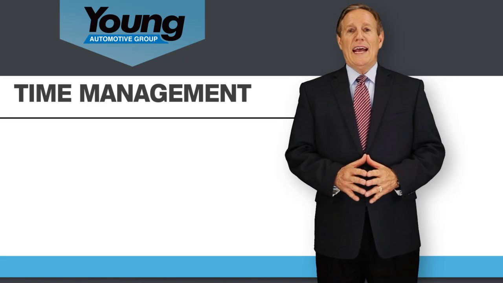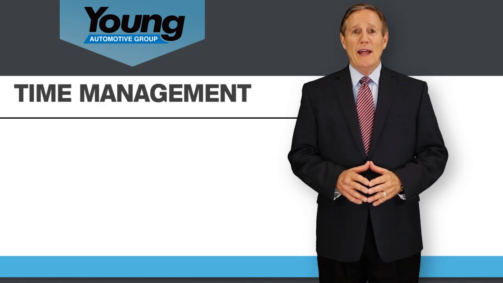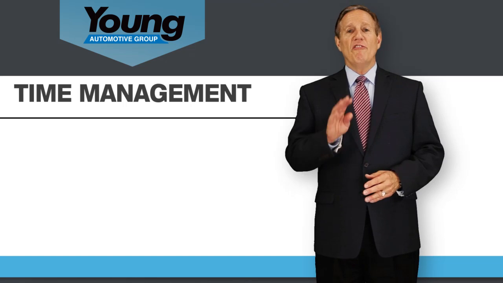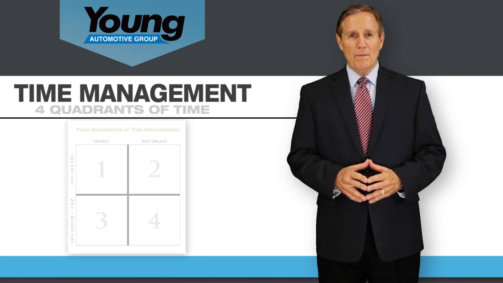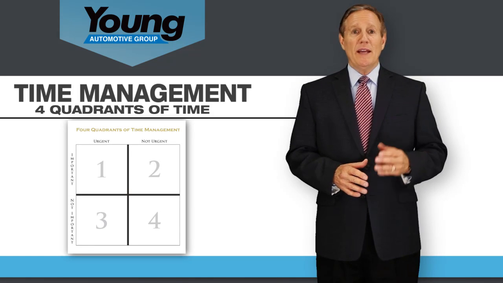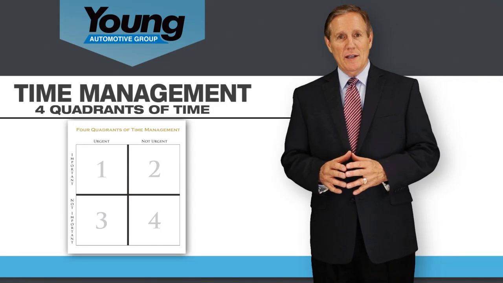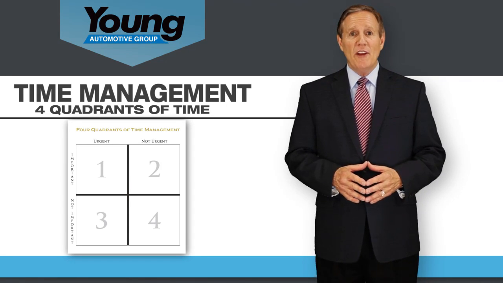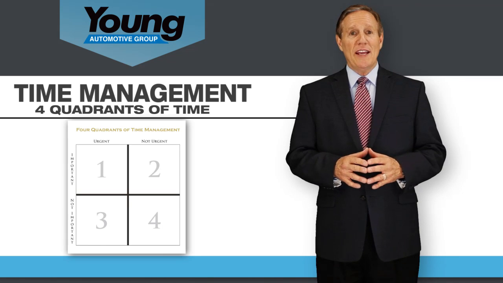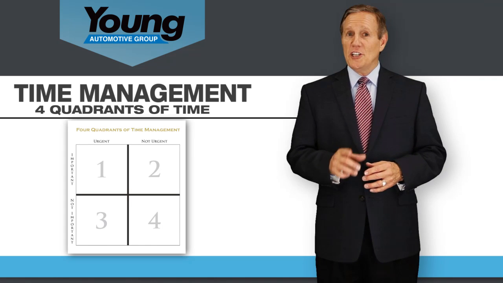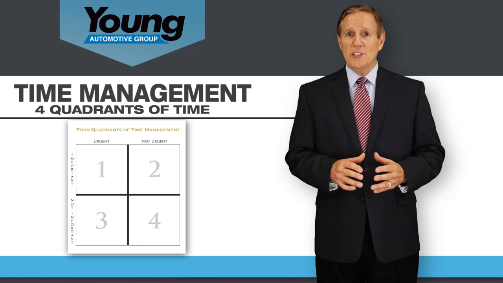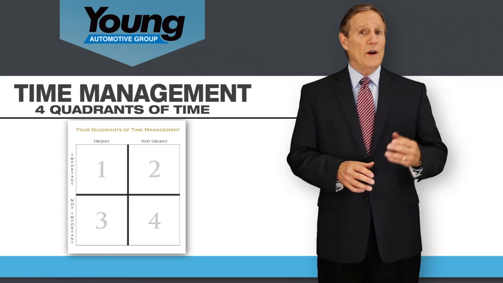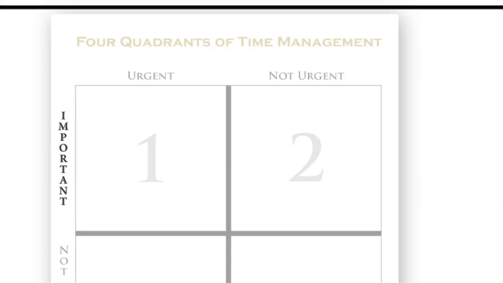Welcome back. As we continue our discussion on daily planning, I'm going to introduce you to the 4 quadrants of time. Time management means being effective as well as efficient. Managing time effectively and achieving the things you want to achieve means spending your time on things that are important and not just urgent. To do this, you need to distinguish clearly between what is important and what is urgent.